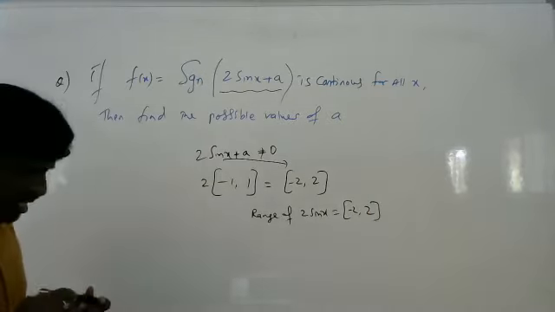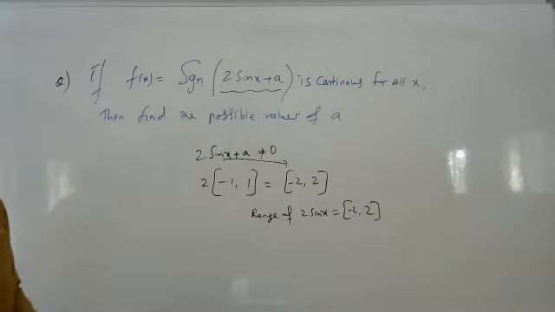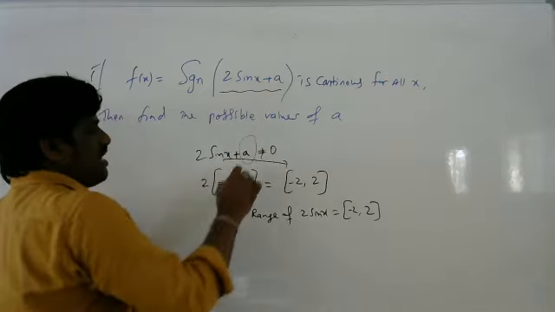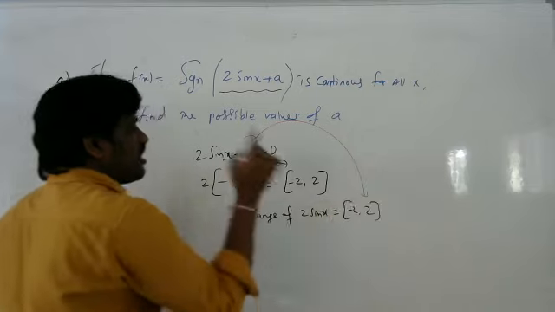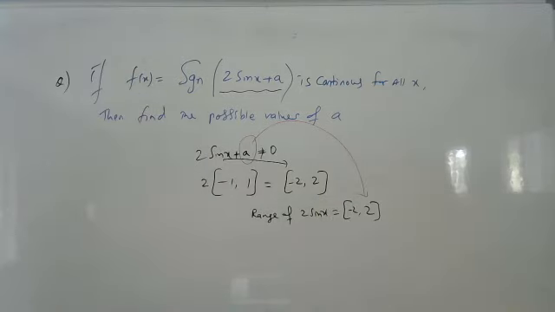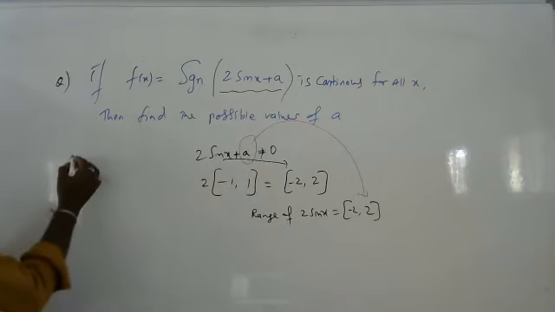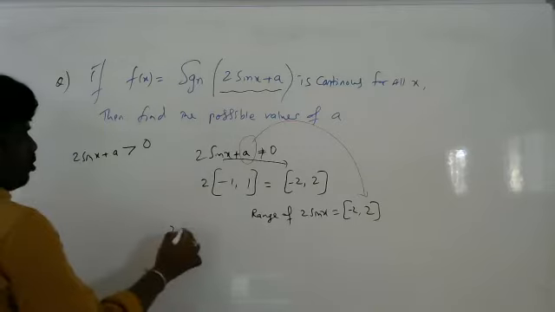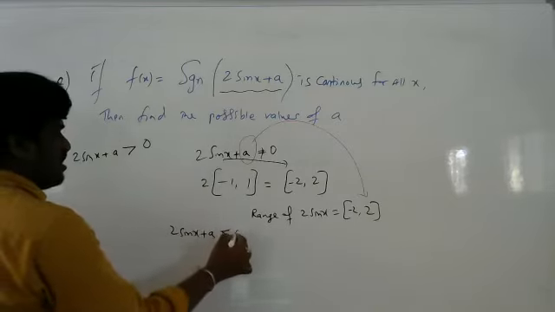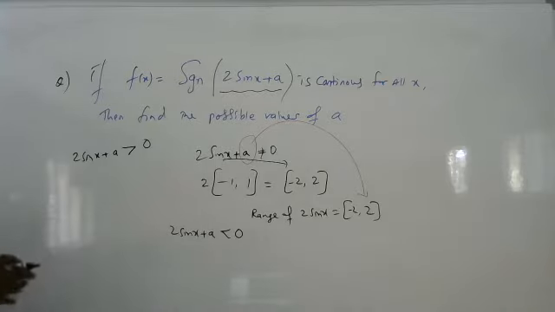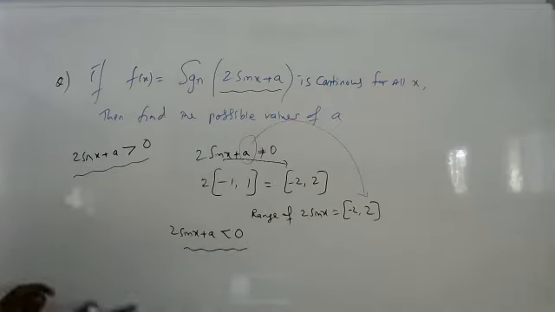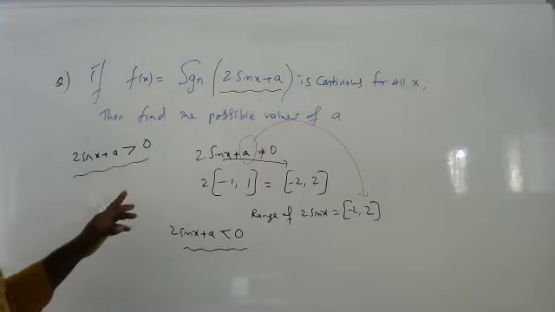Now, remember what I am asking: what value of a, if I add it, will not give 0? You have to think about when 2 sin x plus a is greater than 0, and when 2 sin x plus a is less than 0 on the real number line, but it should not be 0.